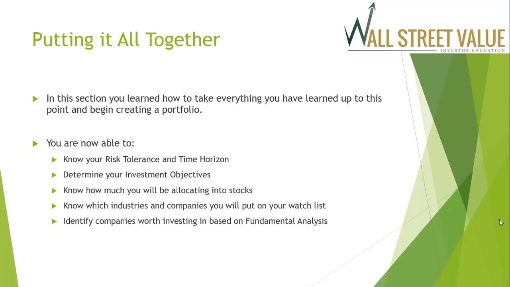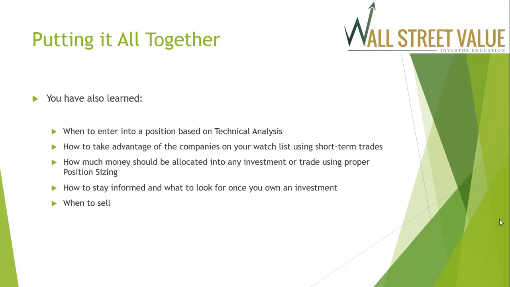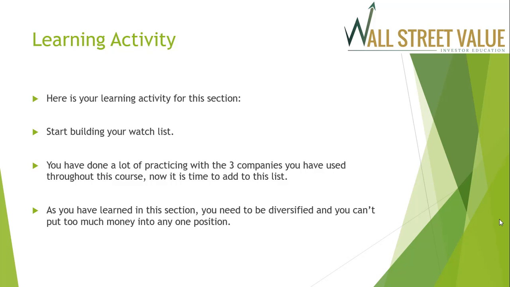In this section, you've learned how to take everything that you've learned up to this point and begin creating a portfolio. You now know your risk tolerance and time horizon. You've determined your investment objectives. You know how much you'll be allocating into stocks. You know which industries and companies you're going to put in your watch list. You've identified companies worth investing in based on fundamental analysis. You know when to enter into a position based on technical analysis. You know how to take advantage of the companies in your watch list using short-term trades. You know how much money should be allocated in any investment or trade using proper position size. You know how to stay informed and what to look for once you own an investment, and now you know when to sell.